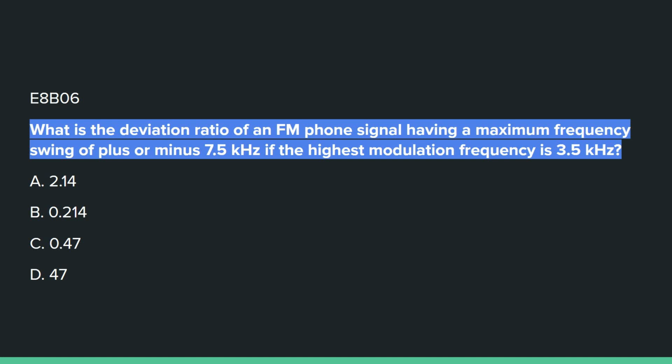E8B06, what is the deviation ratio of an FM phone signal having a maximum frequency swing of plus or minus 7.5 kHz if the highest modulation frequency is 3.5 kHz? A. 2.14.